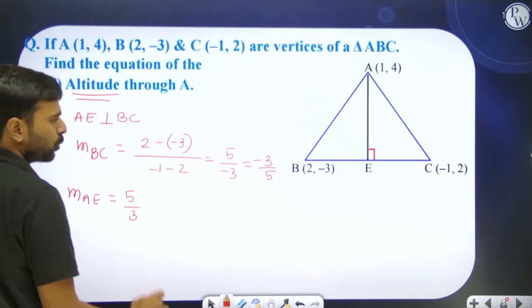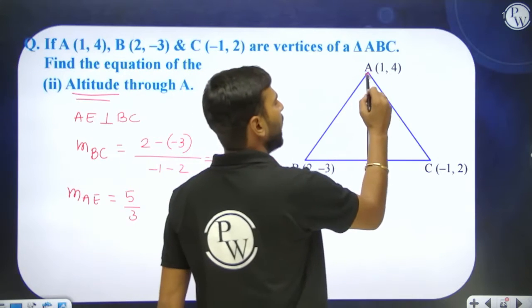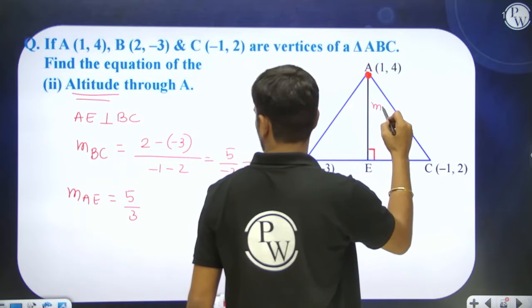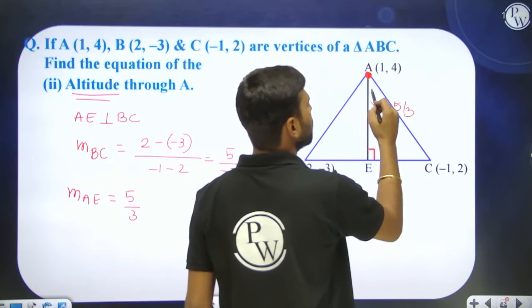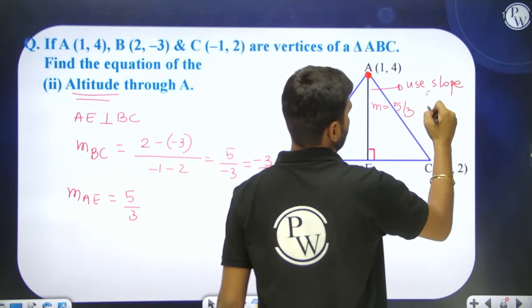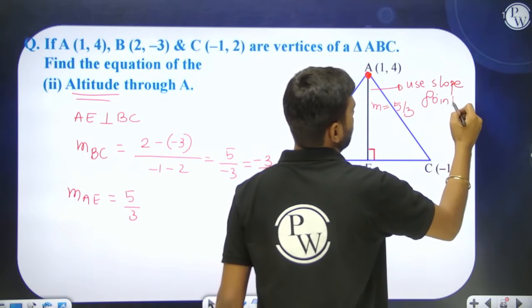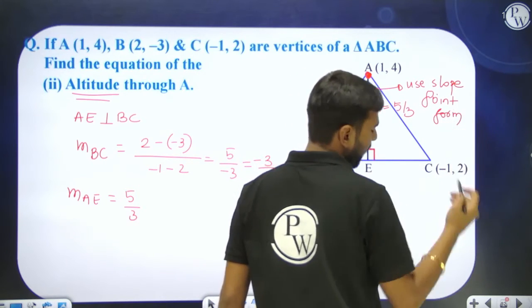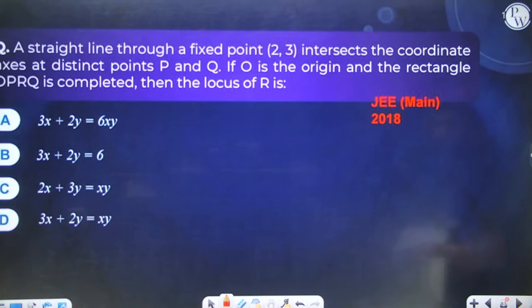Now if you know the slope and you know one point this, and you know the slope of this line equal to 5 by 3, can you use slope point form to write down the equation? Slope point form to write down the equation of altitude quite comfortably. I hope you guys can do this now.